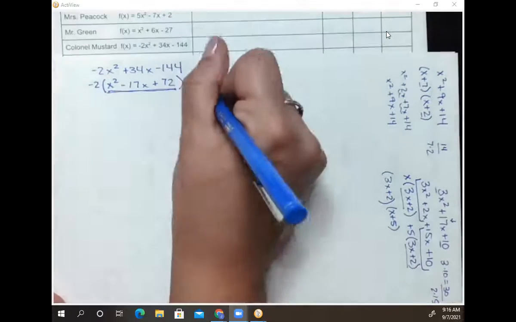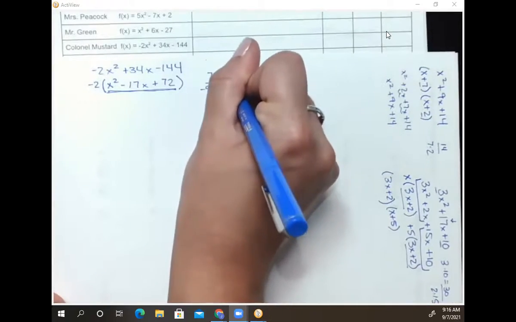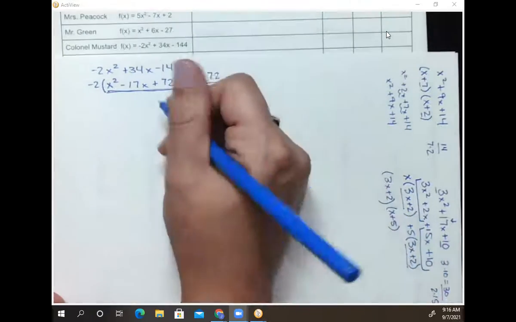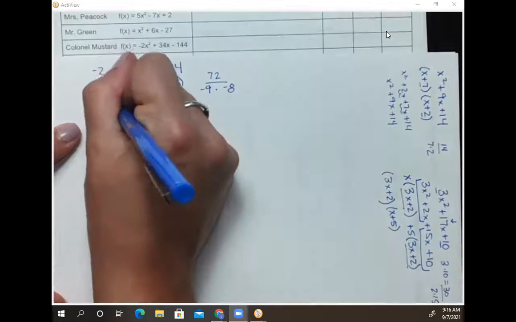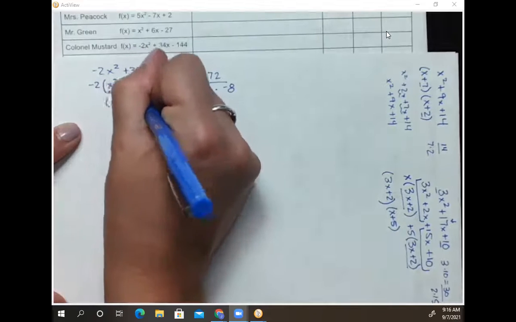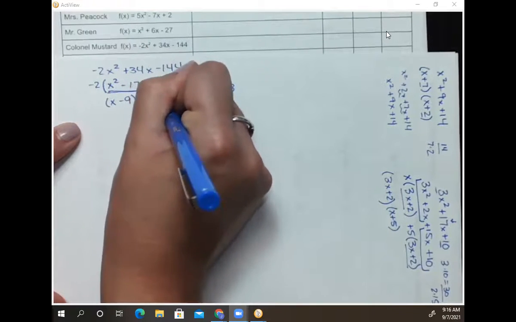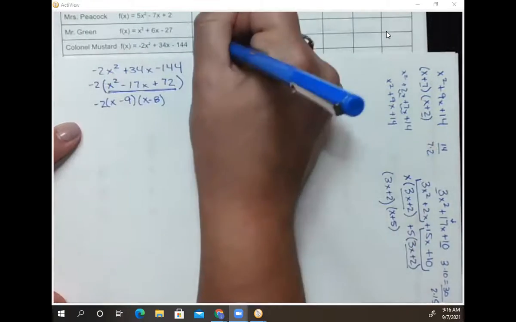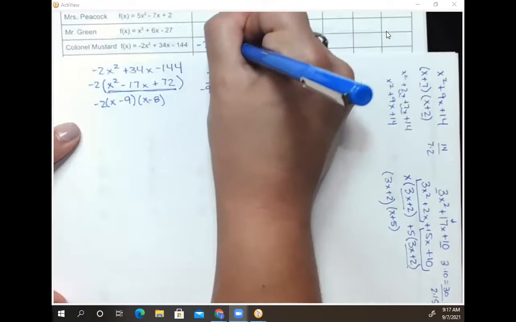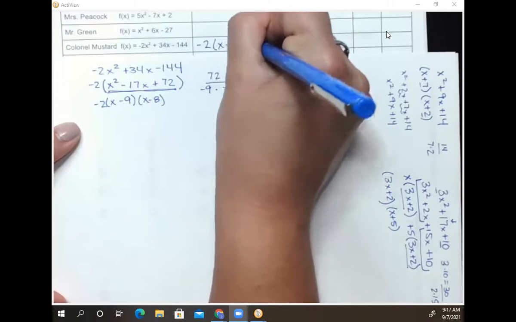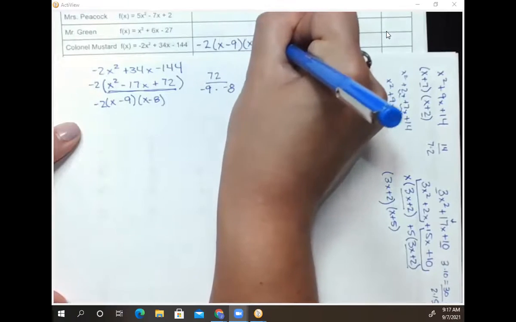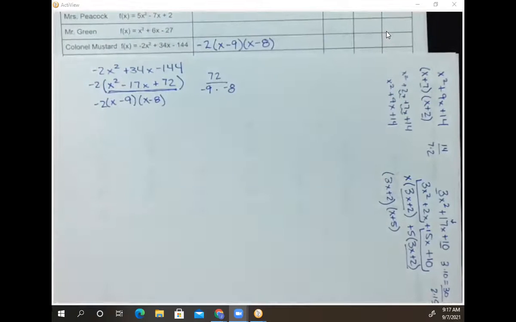And to get negative 17, I want negative 9 times negative 8, right? So that they're negative. So then this would be x minus 9 times x minus 8. And don't forget your GCF. So I would have negative 2 times x minus 9 times x minus 8. Questions for me so far?